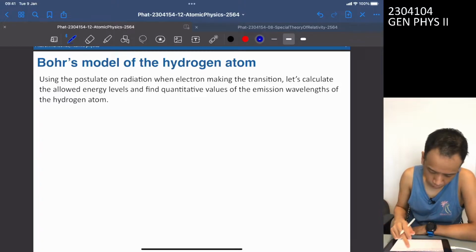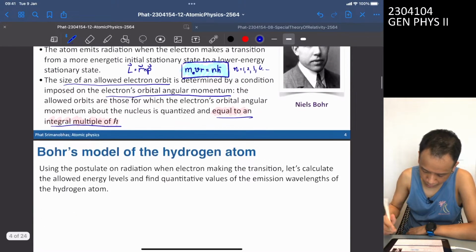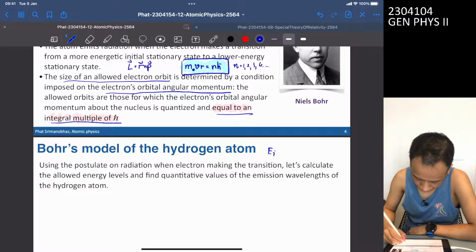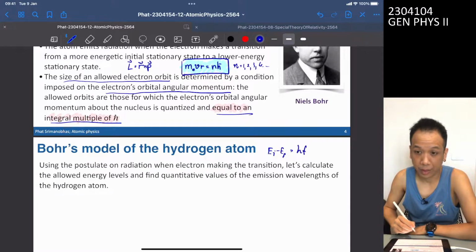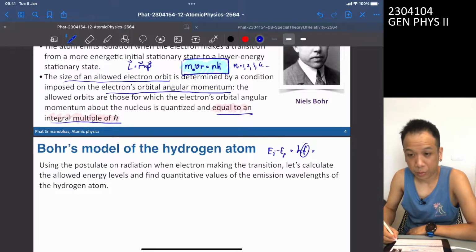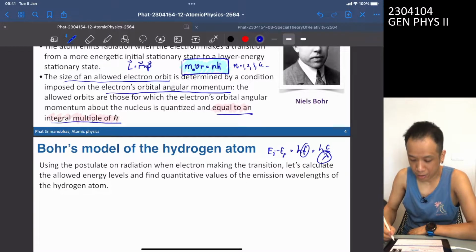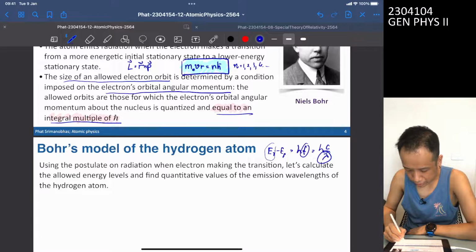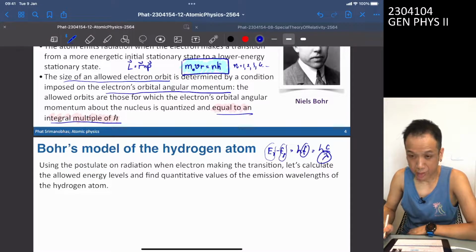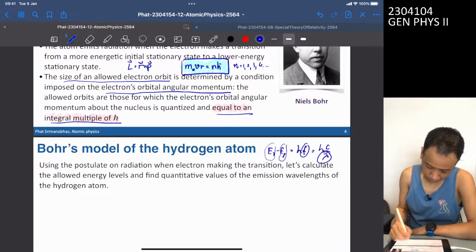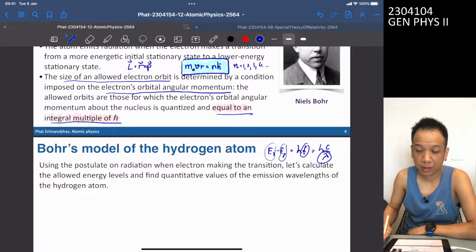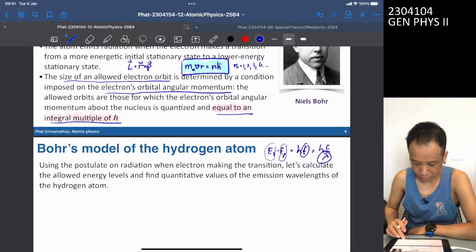Why do we use the second one? Because for the second one, you have E_I minus E_F equals hf, right? And the frequency is linked to the wavelength, so it's hc over lambda. So you have the lambda here. If you can calculate the energy at state I and the energy at state F, you can link it to the wavelength of the light that you are going to see.